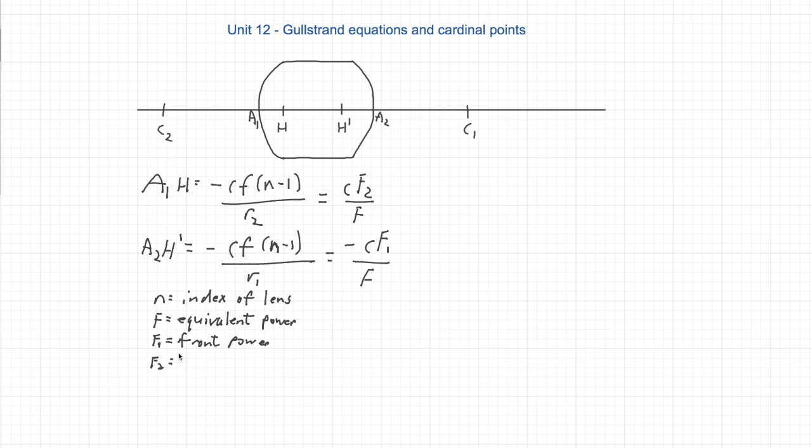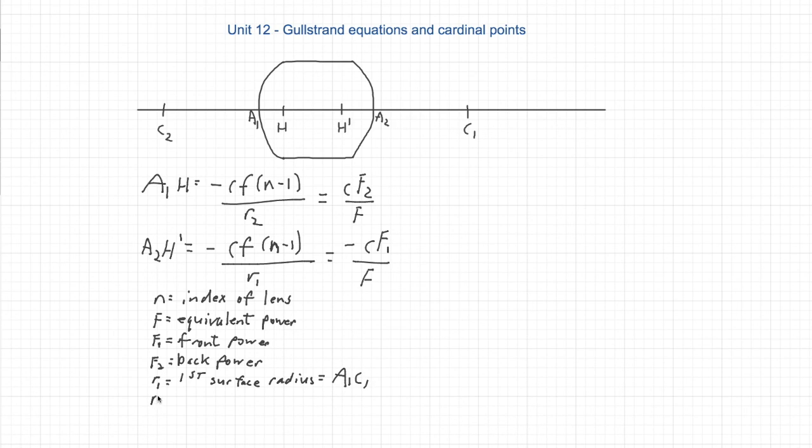So n is the index of the thick lens. If you're dealing with two thin lenses, n is 1 because they're separated by air. F is the equivalent power of the thick lens or of the lens system when you have two thin lenses. F1 is the front power of the thick lens or the power of the first thin lens. F2 is the back power of the thick lens or the power of the second thin lens.